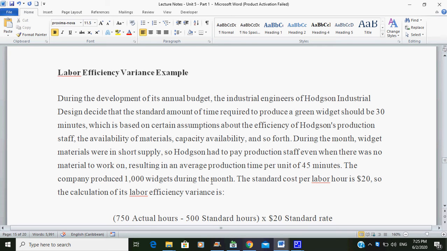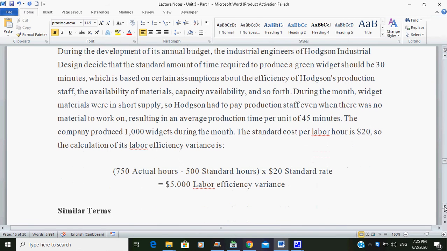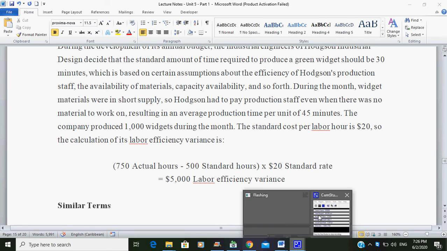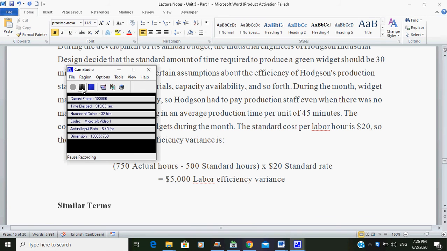Follow me? Let me go again. Let me just type it in so you can see what happens. So that would be 45 minutes divided by 60 minutes.